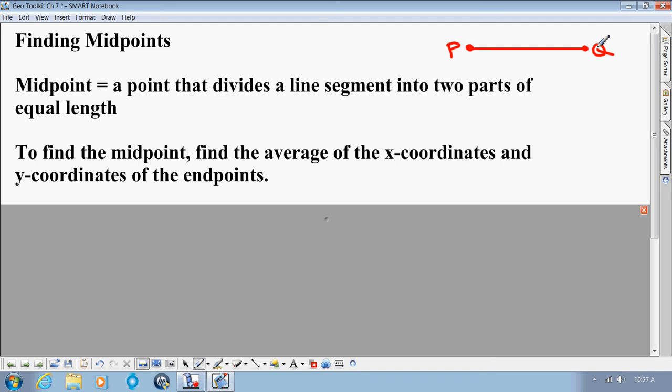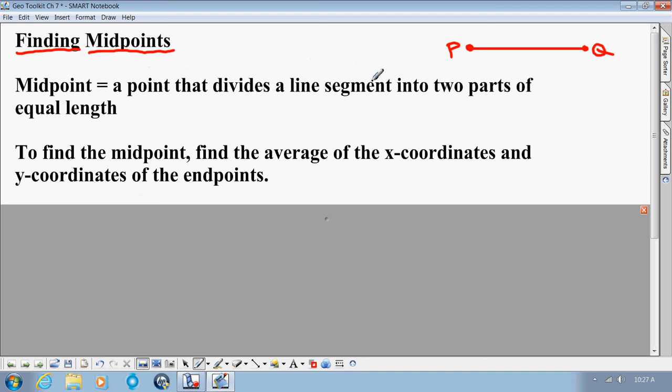Alright, here we go for the last toolkit entry for Chapter 7. This toolkit entry is aptly titled Finding Midpoints. So first of all, what is a midpoint? It's a point that divides a line segment into two parts of equal length.